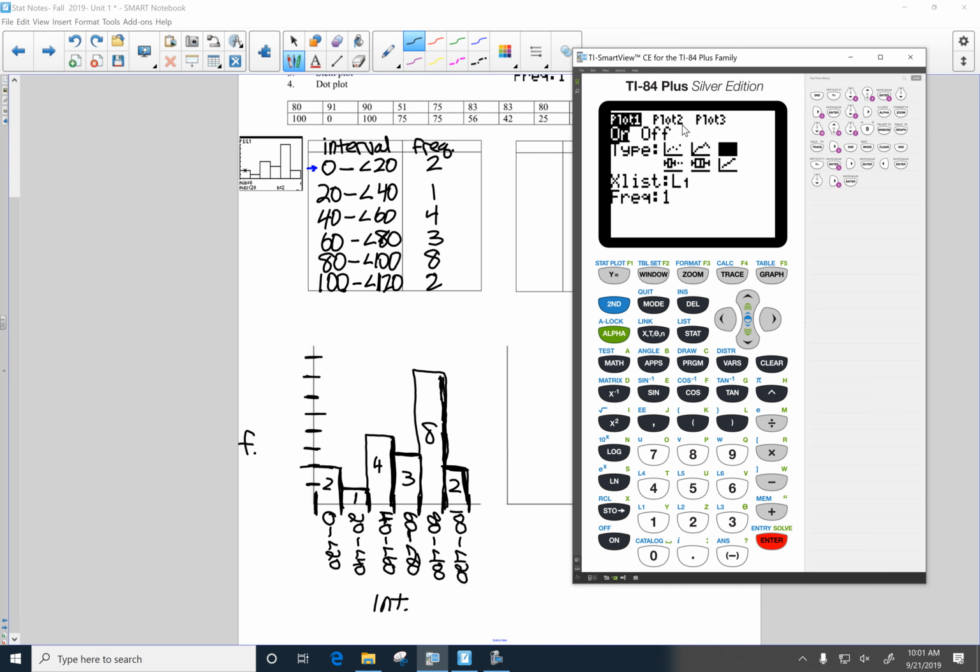All right, so if you don't scroll down into this area, you could just hit zoom 9. But if you do scroll down into that area, you see that the alpha lock comes on, which is incredibly annoying. Hit alpha to get that off. Then hit zoom.